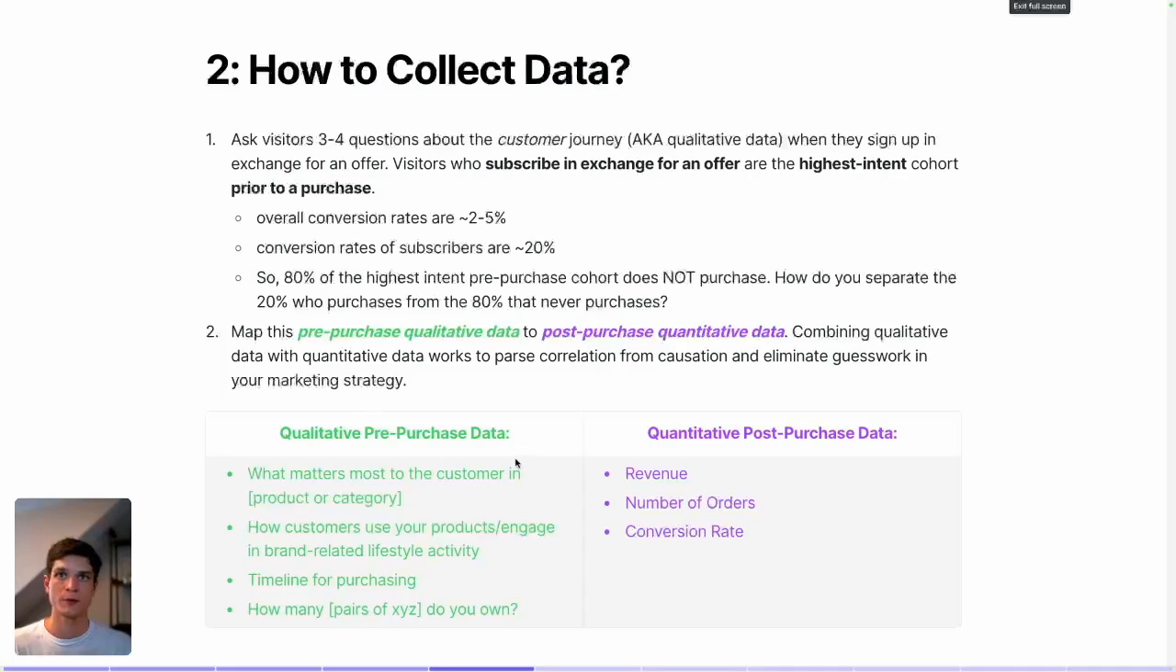So qualitative pre-purchase data can be questions like, what matters most to the customer in the products or categories that you're selling, how customers use the products, or how often they engage in a brand-related lifestyle activity, what their timeline for purchasing looks like, how many pairs or items within a collection that they own. On the other hand, quantitative post-purchase data is things like revenue, number of orders, conversion rate, basically things that you'd find in your Shopify dashboard.